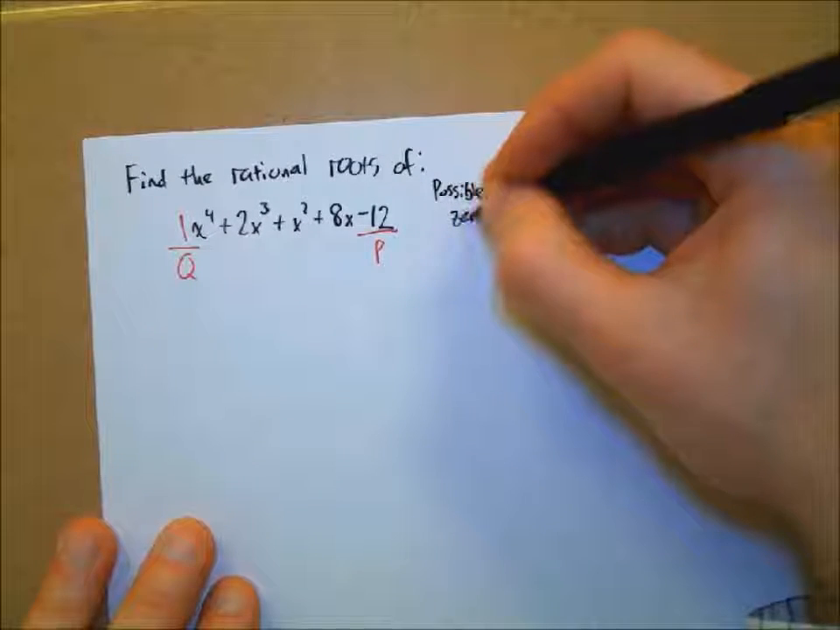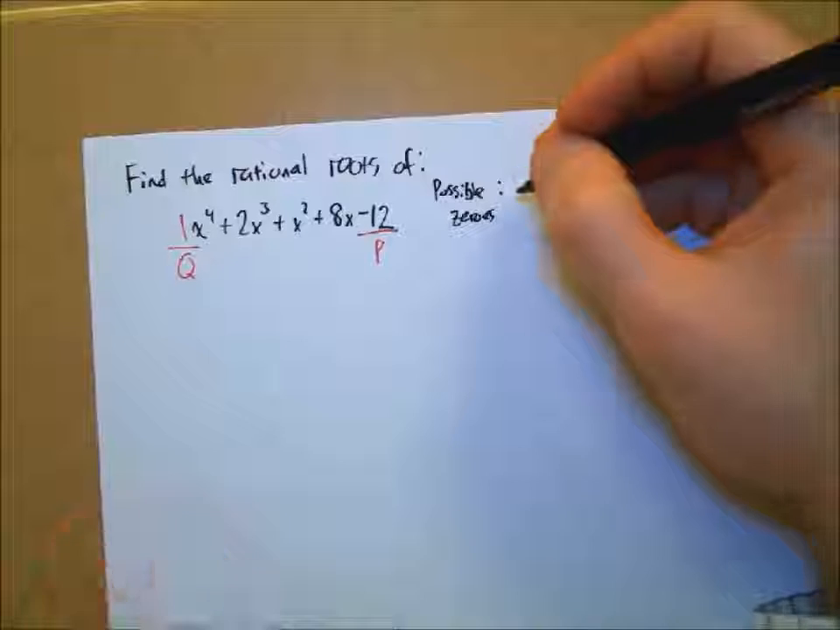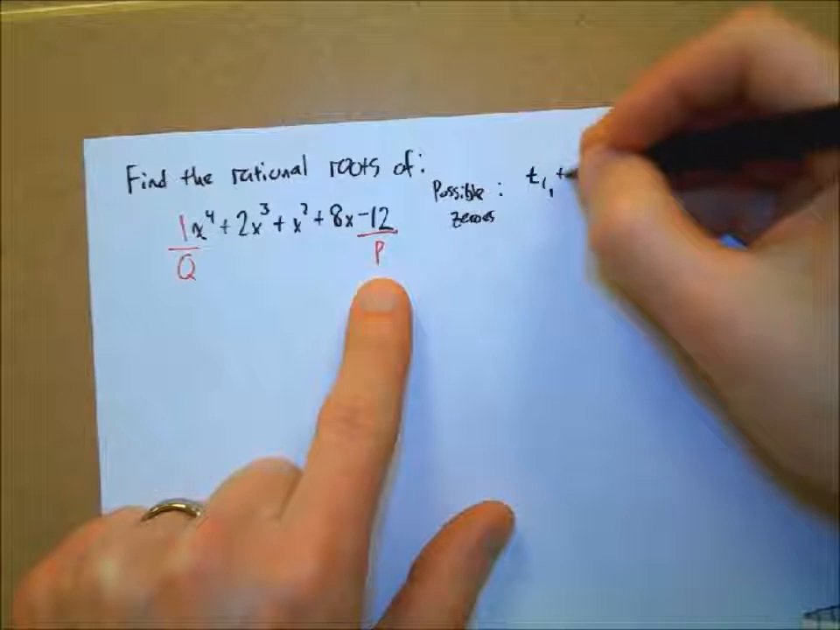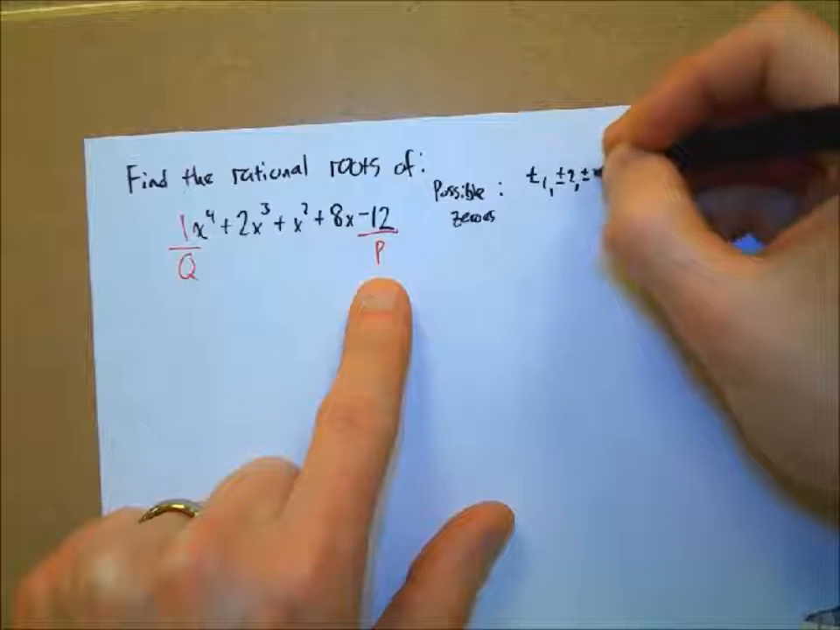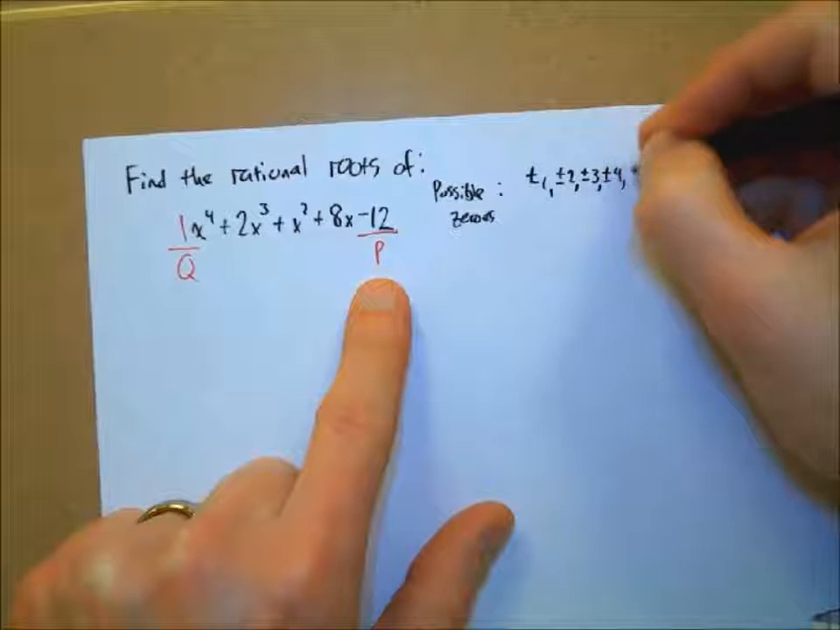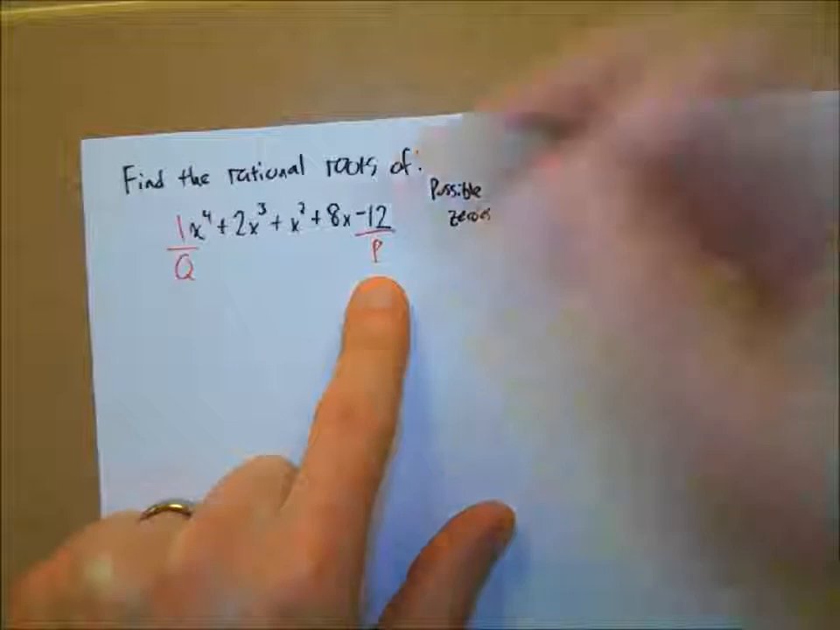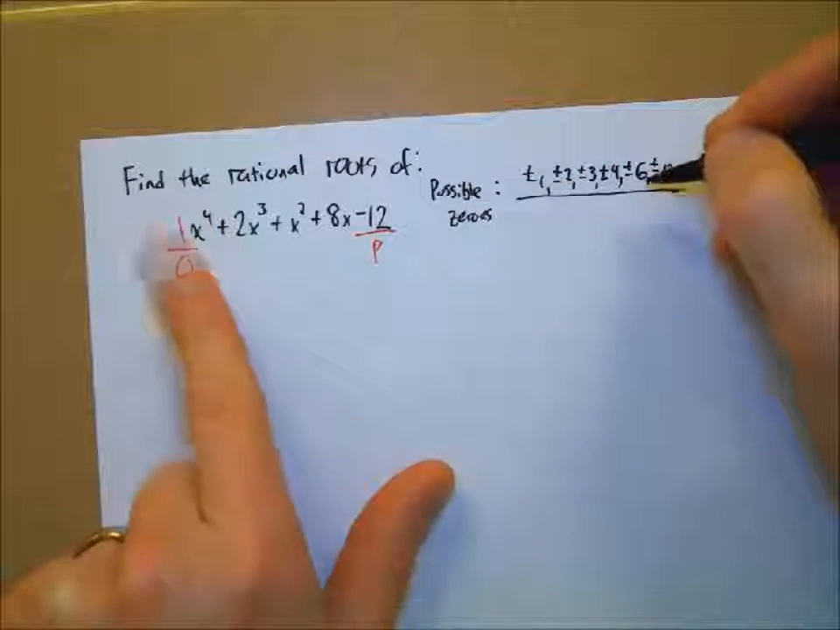And so that makes our possible zeros then, they'll be in the form p over q, or the factors of p over the factors of q. So let's think about the factors of p, right? That's plus or minus 1, 2, 3, 4, 6, and 12. All over the factors of q, well, that's easy. It's plus or minus 1.